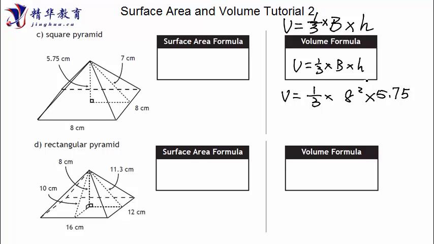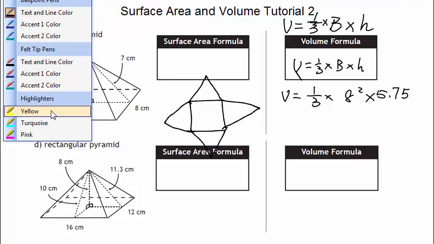All right, so let's see the surface area formula. The surface area formula is a little bit tricky. It requires a little bit of 3D imagination. Now, imagine if we open up this pyramid, what do we get? We get this shape.